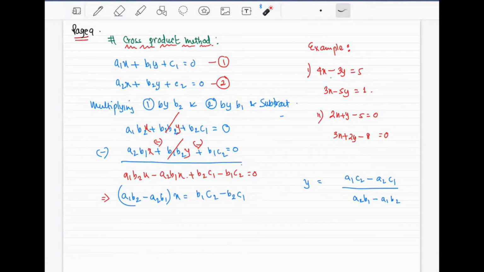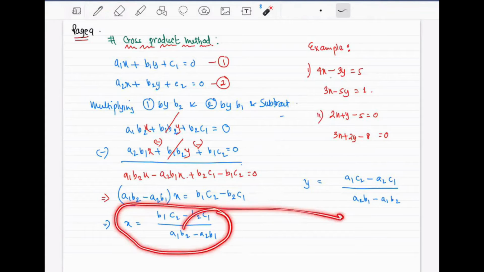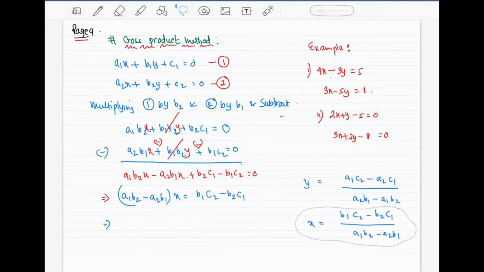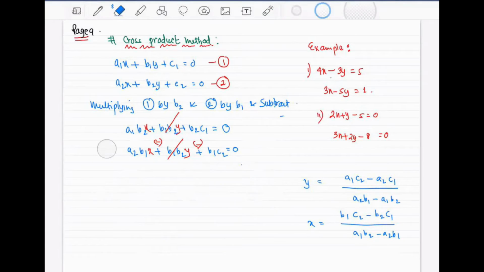What do we get then? If I calculate the value of x, what do we get? The value of x will be b1 c2 minus b2 c1 over a1 b2 minus a2 b1. So it's simple, right? So I'm putting this value right here, this portion separately. Okay, I'm just showing you how we got the value of x and y. When you use the cross product method, you don't need to remember how we have obtained the value of x and y. You just need to understand the formula. That's it, no more. So I'm rubbing this off.